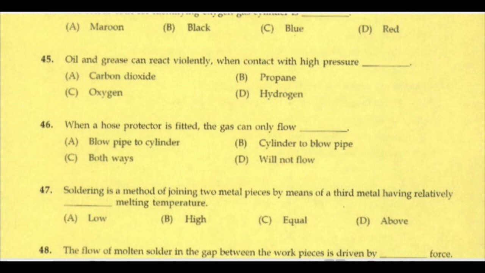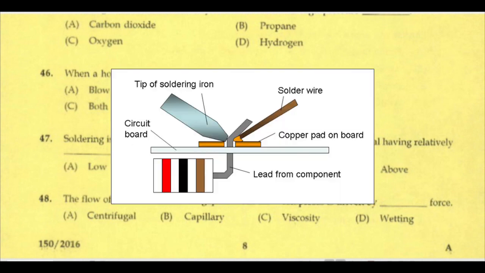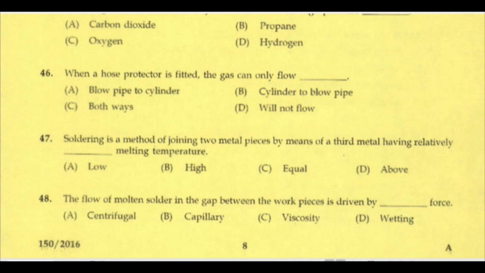Soldering is a method of joining two metal pieces by means of a third metal having a relatively dash melting temperature. We are very familiar with the soldering process. Solder is a metal alloy of tin and lead. It is the process of joining the copper pad on PCB boards and leads from components by using solder wire. The solder wire melting temperature will be less than the temperature of the other two metal pieces. So the answer is low melting temperature.